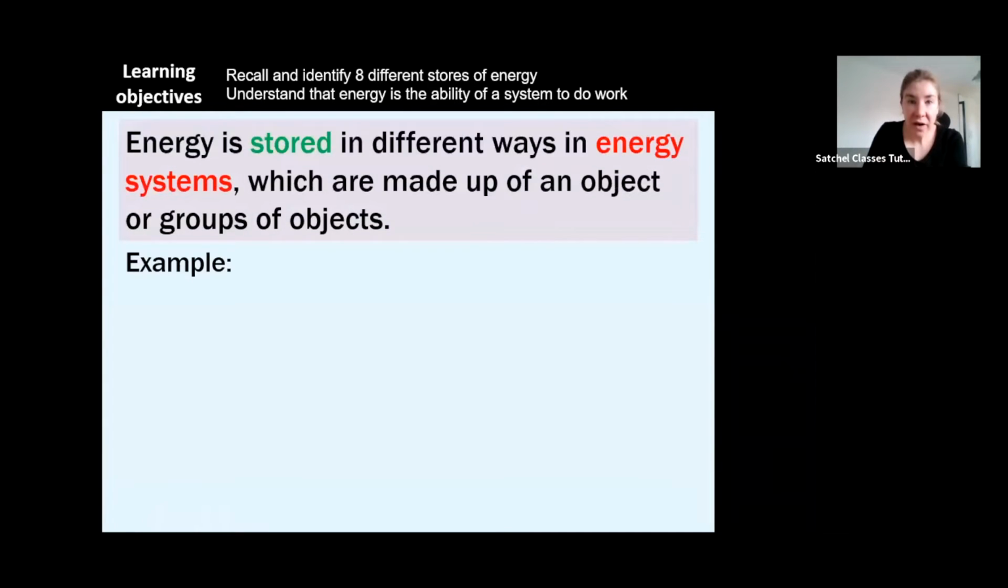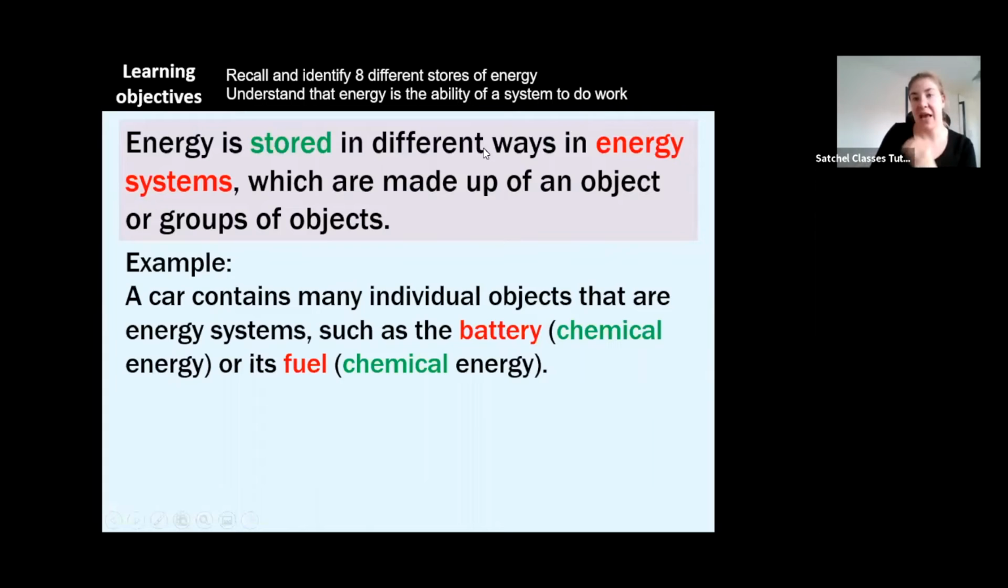All right, very quickly, I want to finish on this idea of an energy system. Now, people get really confused, but I promise you a system is actually really easy to understand. Energy is stored in different ways in energy systems. So for example, a car contains many different objects. A car might contain a battery, it will contain petrol or diesel, it can contain lots of different things. Essentially, it's just objects. A system is a fancy way of saying an object almost.